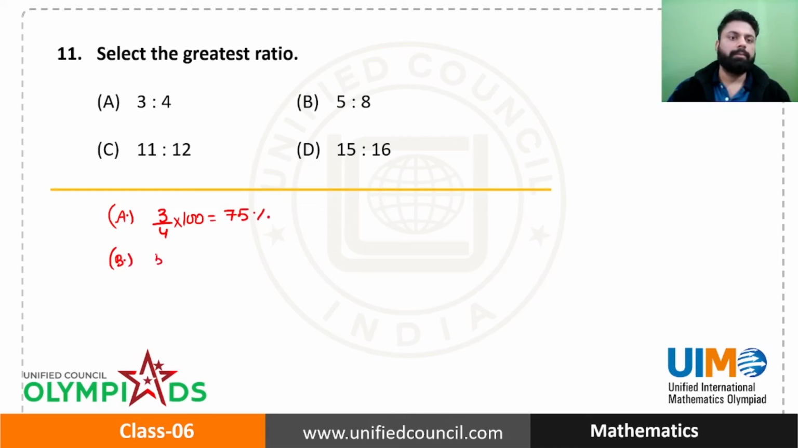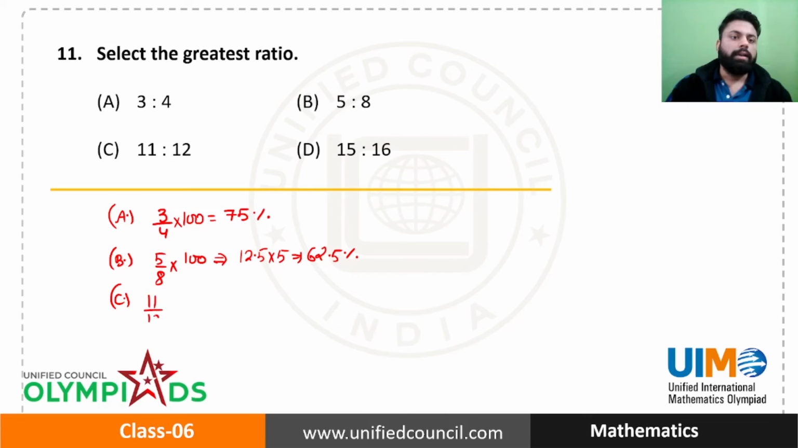B option. 5 by 8, if you multiply it by 100, so 500 upon 8. So this is 12.5 multiplied by 5, that is 62.5%.